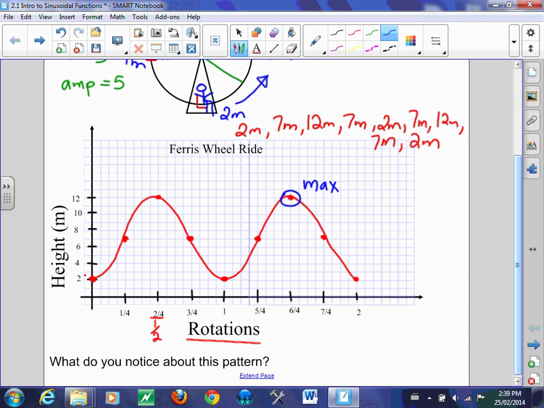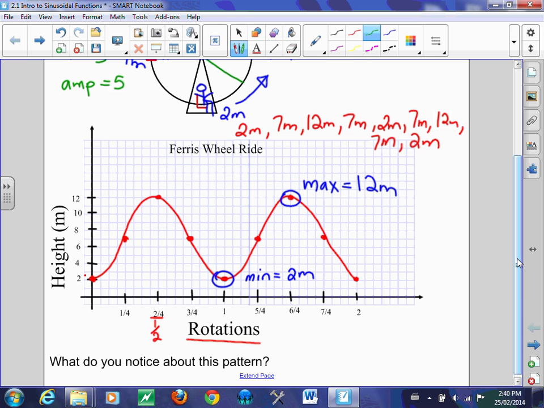So our maximum height that we reached equals 12 meters, my fault. And the minimum height we reach, which is at the bottom, in the trough, which is called minimum. And the minimum value equals 2 meters.